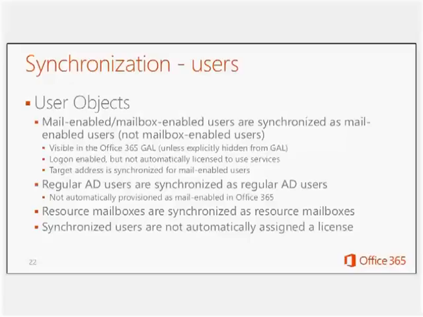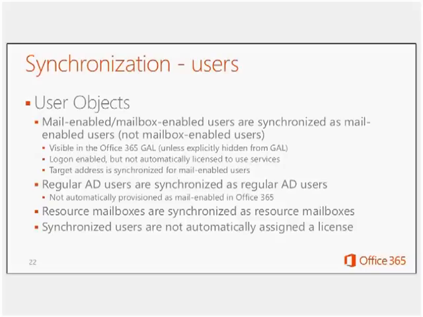So when we synchronize users, the user objects, mail-enabled, mailbox-enabled users are synchronized as mail-enabled users, not mailbox-enabled users. They're visible in the Office 365 GAL unless explicitly hidden. They're logon enabled but not automatically licensed. And the target address is synchronized for mail-enabled users. Regular AD users are synchronized as regular AD users. They're not automatically provisioned and mail-enabled. Resource mailboxes are synchronized as such. And one critical thing, and I always get a lot of feedback on this, is that synchronized users are not automatically assigned a license.